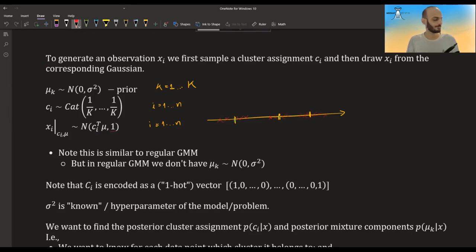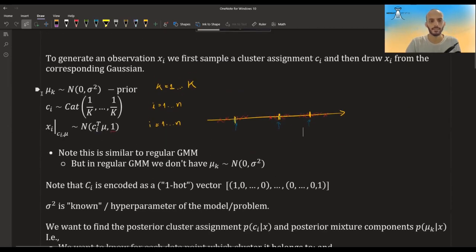data set. And note that this is very similar to regular GMMs, but in regular GMMs, we don't have this prior over here. We don't assume that the means, these locations, are parameters. Yeah, we assume they are random variables.